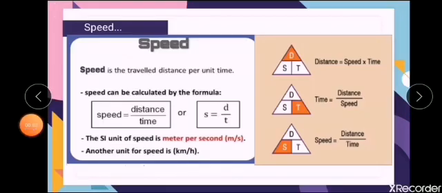Next topic we are going to discuss is about speed. Speed is the distance traveled in unit time, given by speed s is equal to distance d upon time t.